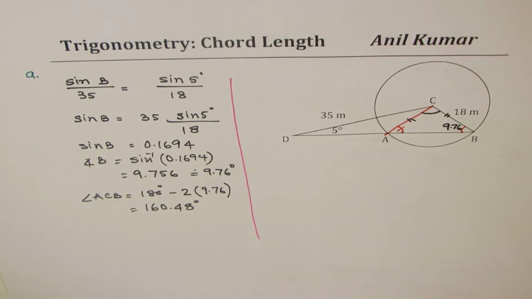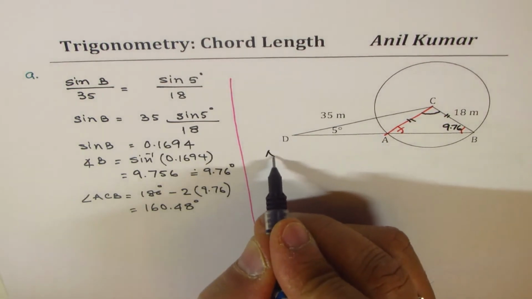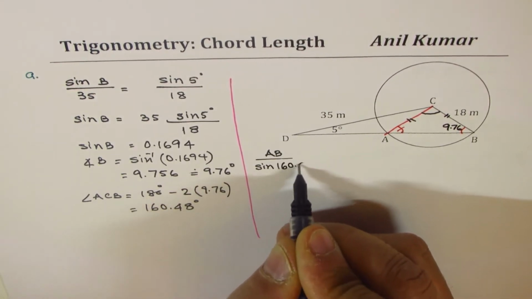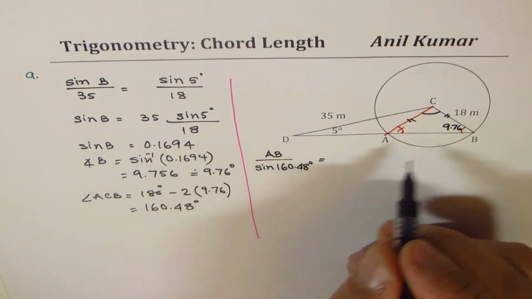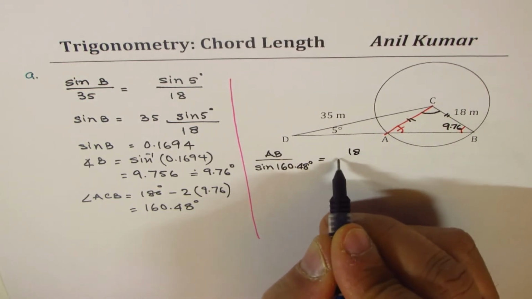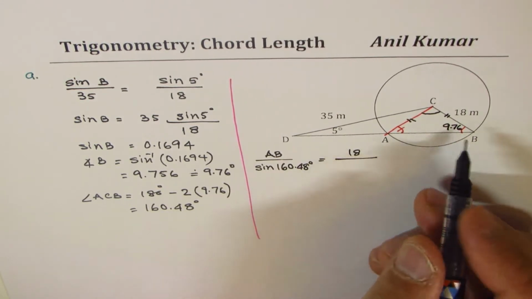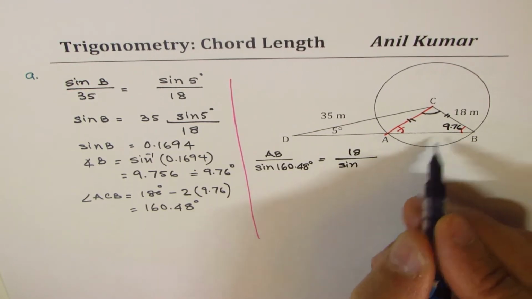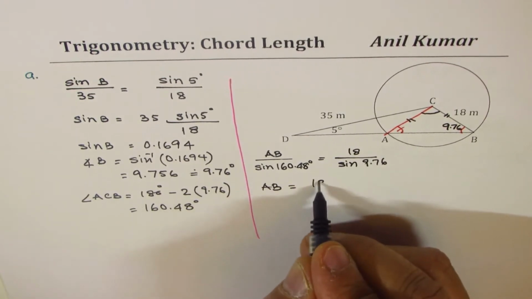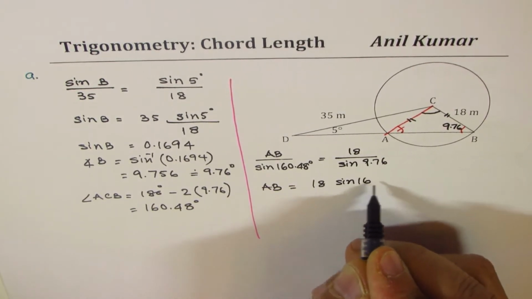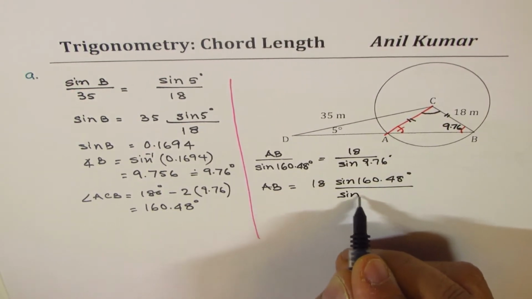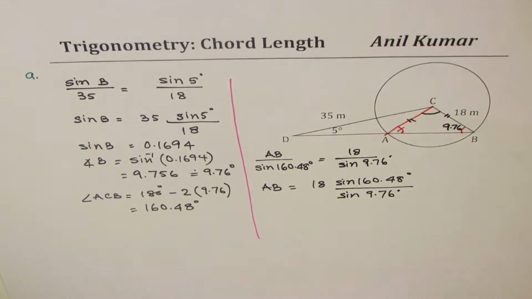So now we can say that segment AB over sine of 160.48 degrees should be equal to 18, the length of the radius, divided by sine of 9.76. So from here, AB, the chord length, will be 18 times sine of 160.48 degrees divided by sine of 9.76 degrees, correct?